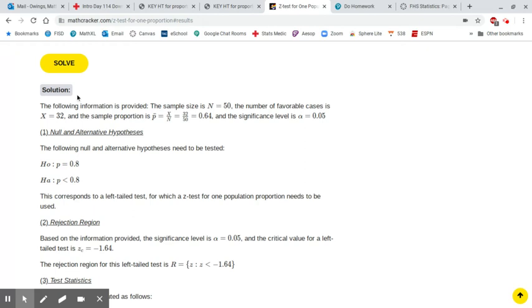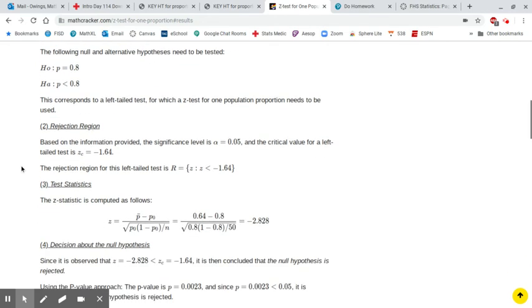Sample size is 50, favorable case 32, sample proportion, it does the division for you, 0.64 there. Significance level, that was 5%, changed to 0.05. Writes down our null and our alternative hypothesis right here. This is a left-tailed test. We'll talk more about left-tailed, right-tailed, or two-tailed tests shortly.